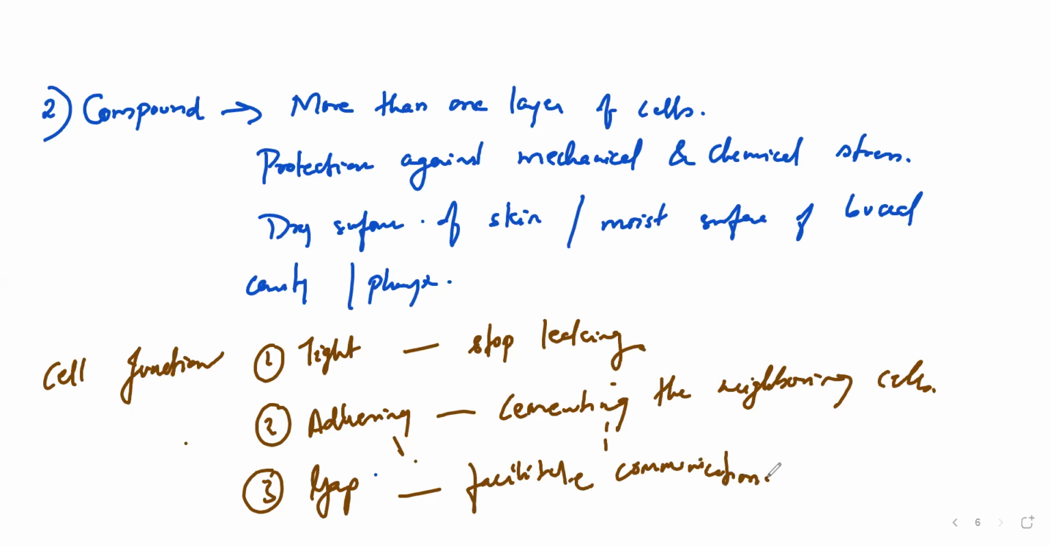What type of communication? Transfer of ions or other important molecules from one cell to another cell. That is how the communication is made, that is the stimulus, receptor, all that. So three junctions are present in the cells, called cell junctions, and as per the name, they perform their functions. Fine. So this is all about the epithelial tissue.